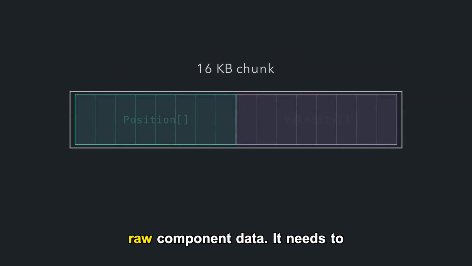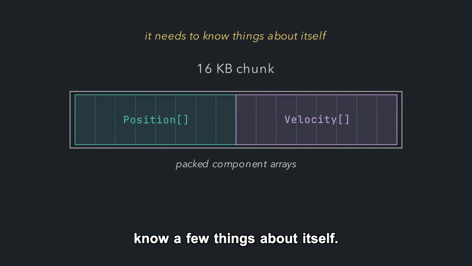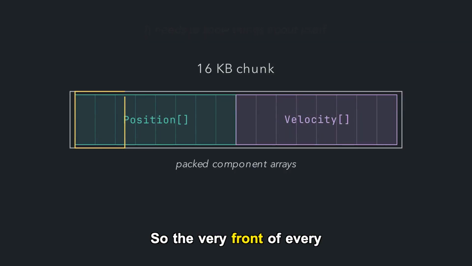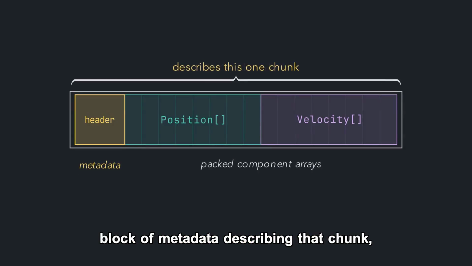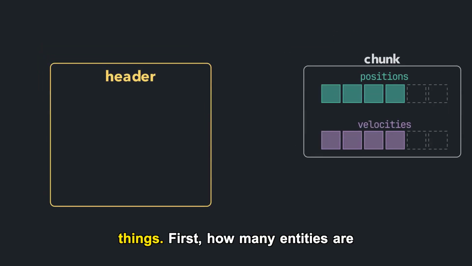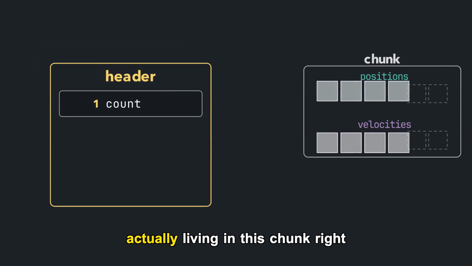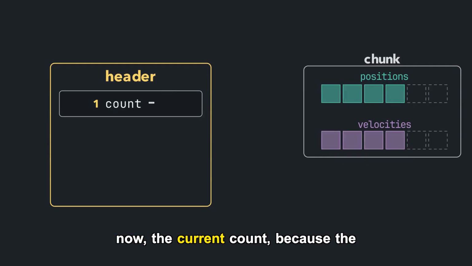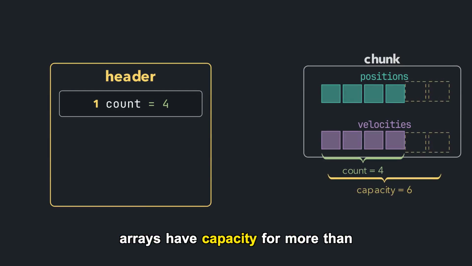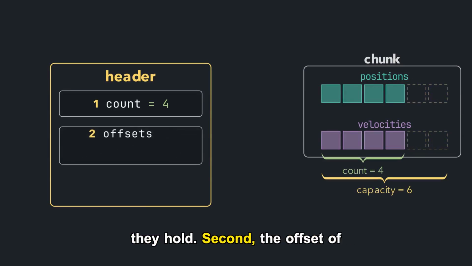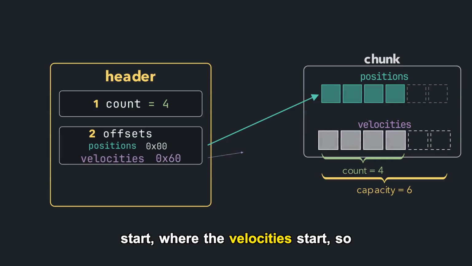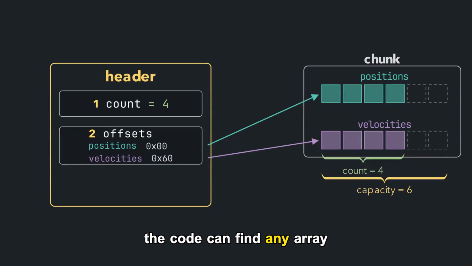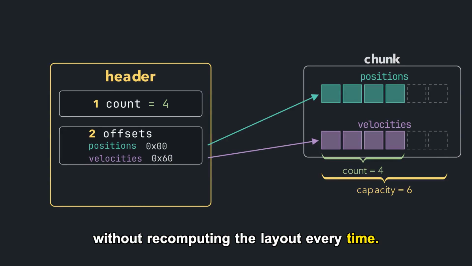But a chunk can't just be raw component data. It needs to know a few things about itself. So the very front of every chunk is a header, a small block of metadata describing that chunk and only that chunk. What's in the header? A few things. First, how many entities are actually living in this chunk right now? The current count, because the arrays have capacity for more than they hold. Second, the offset of each component array, where the positions start, where the velocities start, so the code can find any array without recomputing the layout every time.